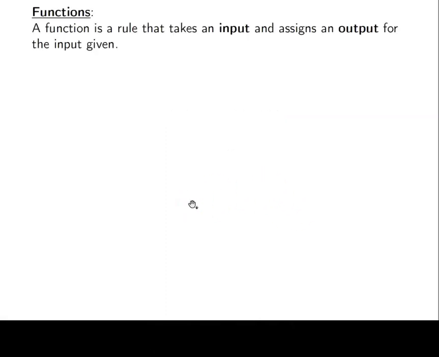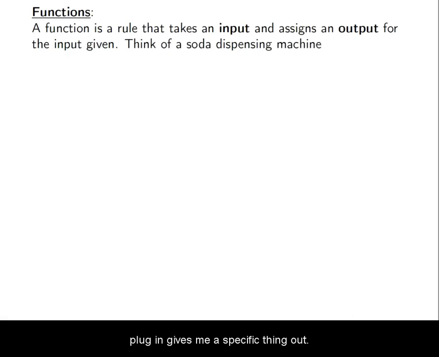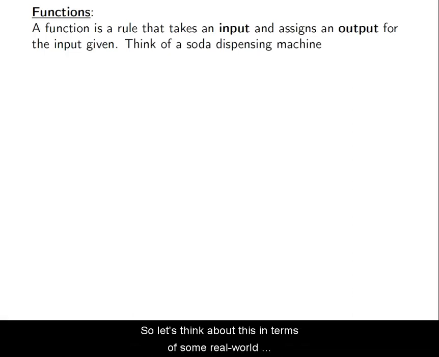So, a function is really just a rule, okay? It's just like an equation, it's a rule. But here we're using an input and an output rather than thinking of it as an independent variable and a dependent variable, okay? So instead of talking about independence and dependence, we're really talking about what we're plugging in and what we are getting out, okay? I plug something into my function and the specific thing that I plug in gives me a specific thing out, right? So let's think about this in terms of some real world applications, things we come across all the time.